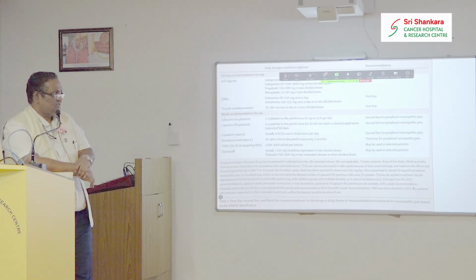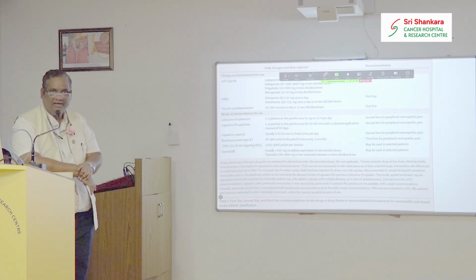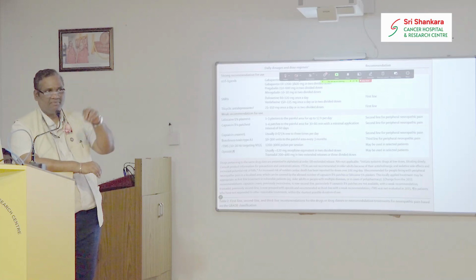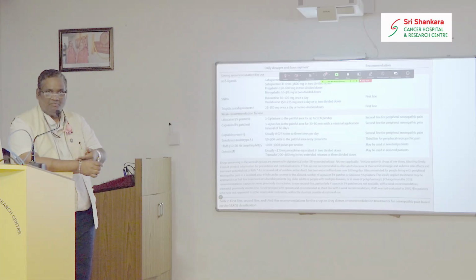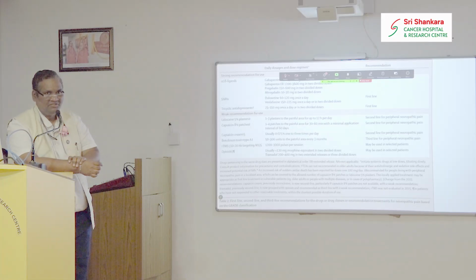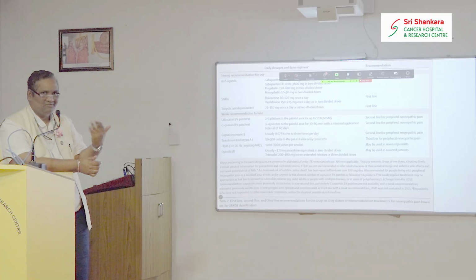Alright, so weak recommendations: the lidocaine 5% patch, which is available, I think not very freely in India, but in bits and pieces in some parts of our country it is available. I don't know about Bangalore, but in Mumbai the 5% lidocaine patch is available. Capsaicin is not available.